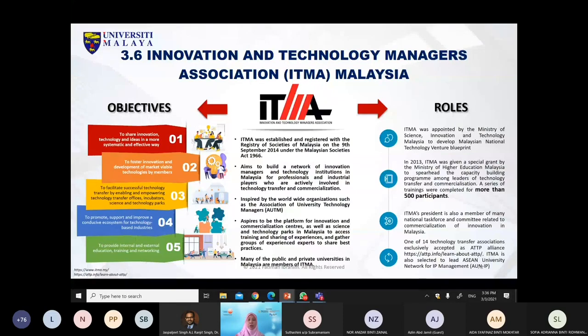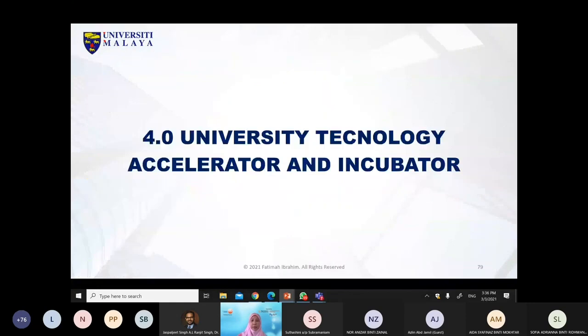So I would encourage you, if your university has not yet registered as a member of ITMA, please do so. But if you want to register as an individual also, you can take advantage of it.